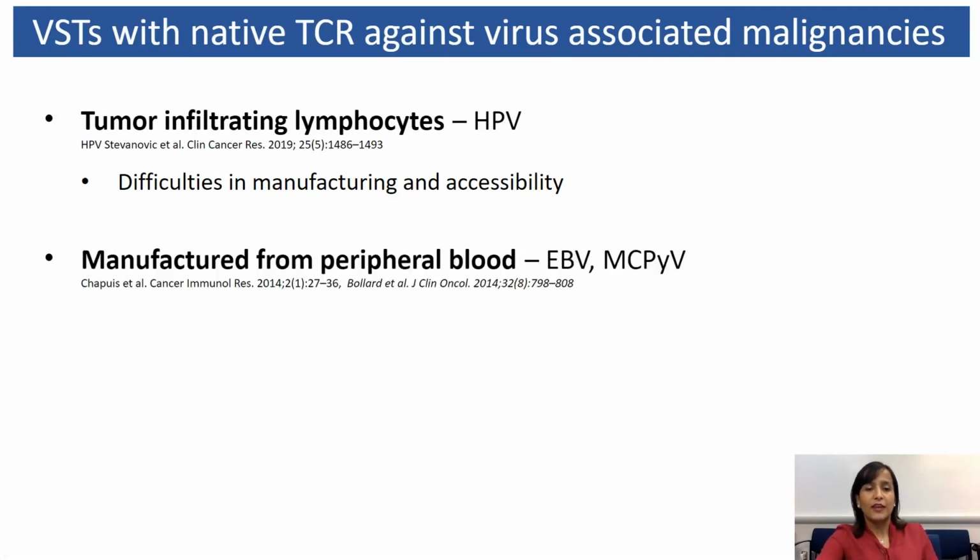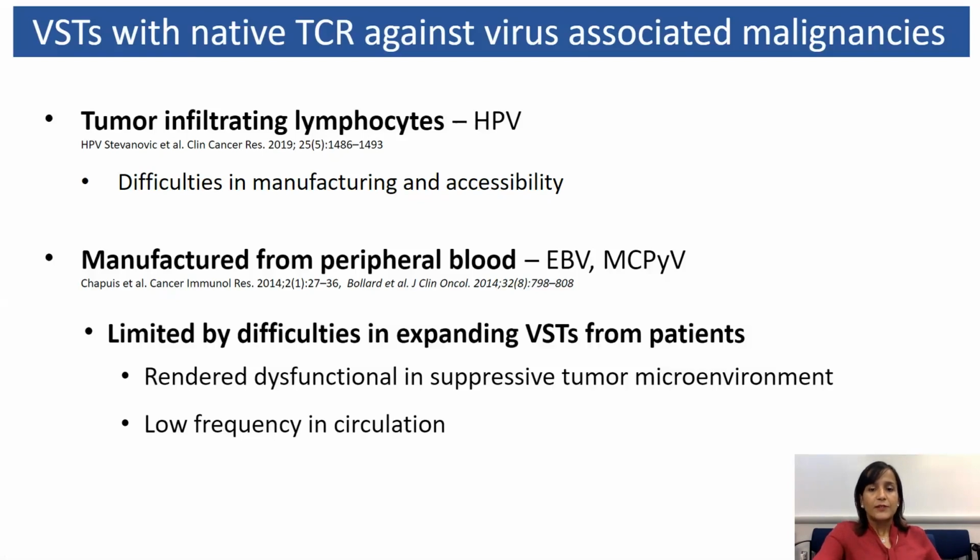The next way you can utilize these virus-specific T cells is by isolating and generating them from peripheral blood, which we know has been used in EBV and Merkel cell polyomavirus. However, there is still the problem that manufacturing from peripheral blood is limited by difficulties in expanding these virus-specific T cells from patients in autologous settings, especially because the T cells circulating in the peripheral blood might be rendered dysfunctional in a suppressive tumor microenvironment, or they could just be low in frequency in circulation.